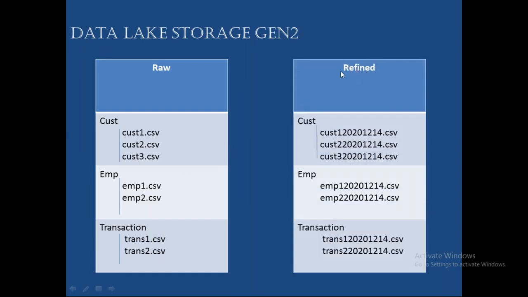Okay, you have a refined layer here. You can see it's a refined layer. In this, I have cust. So cust1, I am moving to cust1 2020 12/14 because this is today's date. Cust2 2020 12/14, cust3 2020 12/14. Next, emp: emp1 2020 12/14, emp2 2020 12/14, because today's date, and I am just appending the date to each and every file. So these are the two files we have under emp, and these are the two files I have in transaction. I'm just moving all these files from raw to refined.